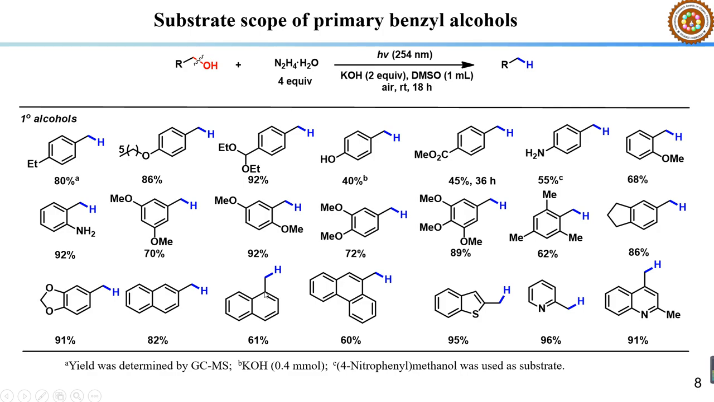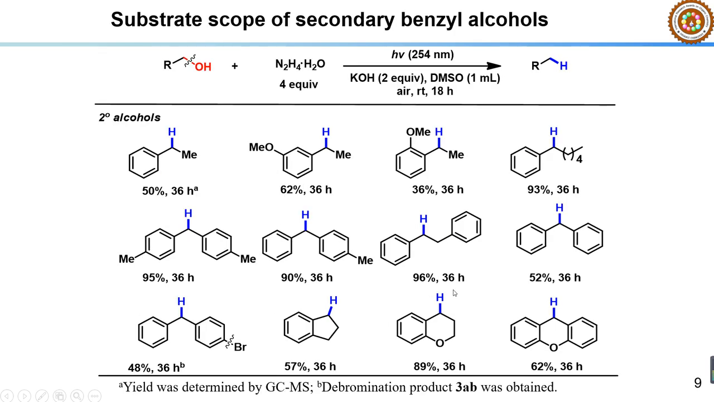To our delight, different benzyl alcohols with electron-donating or electron-withdrawing groups were successfully deoxygenated to afford the corresponding aromatics in moderate to good yields. Multi-substituted substrates and polycyclic heterocyclic substrates could be well tolerated in the reaction. Then various secondary benzyl alcohols were studied. Alkyl, aryl, heterocyclic secondary alcohols were successfully deoxygenated to afford the corresponding products. When a bromine-containing substrate was used, the C-Br bond also cleaved, which was consistent with the literature.